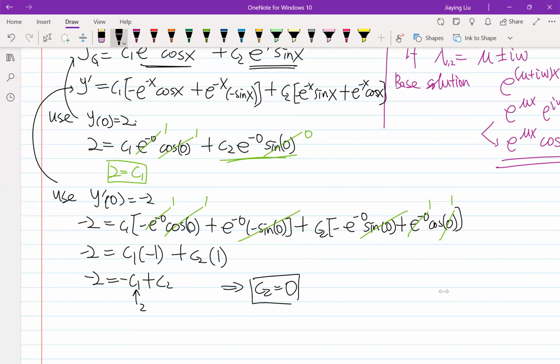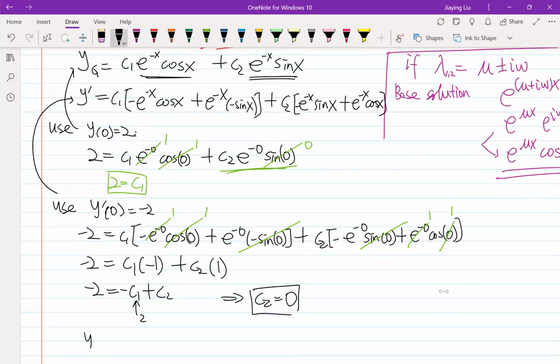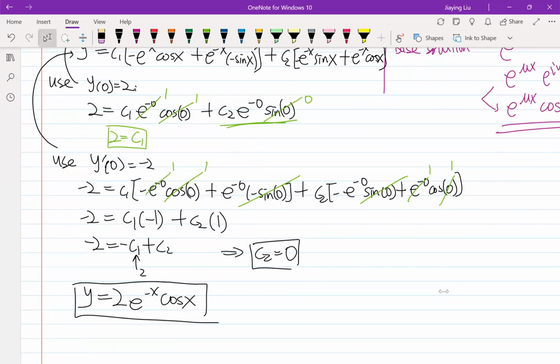Now we have C1, C2, we can put in the general solution, which is going to be y equals 2 e to the negative x cosine x plus a 0. That's it, just the first term. The second term doesn't exist.